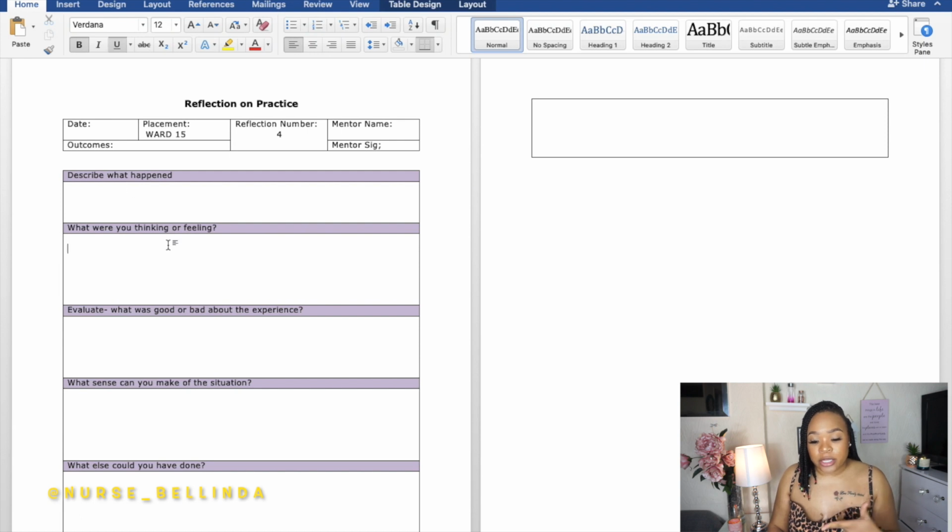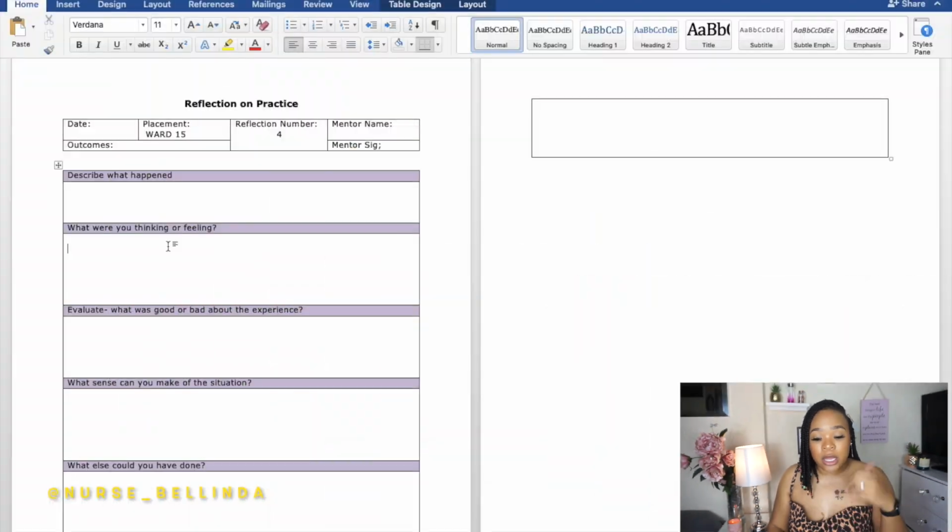In addition to that, you talk about what you were thinking or what you were feeling. So what were your thoughts at that time? What were you feeling when that certain situation happened, okay? In addition to that, you have to evaluate. So you have to do an evaluation of whether it was a good or bad learning experience.